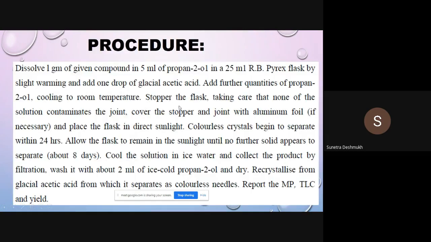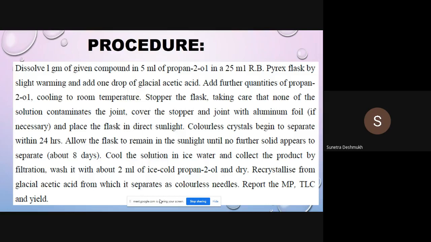Okay, procedure. Dissolve 1 gram of the given compound, that means benzophenone, in 5 ml propanol in a 25 ml round bottom flask, or you can take a conical flask also, by slight warming, and add 1 drop of lactic acid. Very easy reaction. Add further quantities of propanol, cooling to room temperature. Stopper the flask, taking care that none of the solution contaminates the joint. Cover the stopper and joint with aluminum foil if necessary.